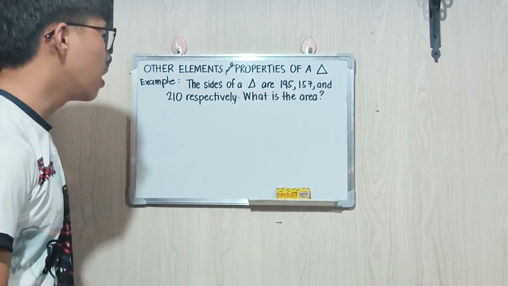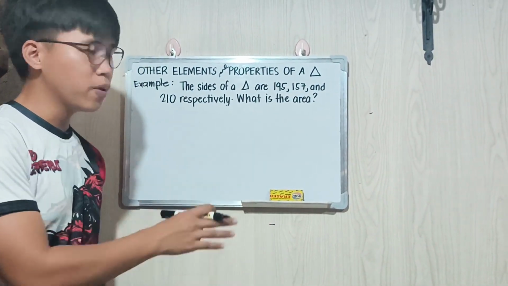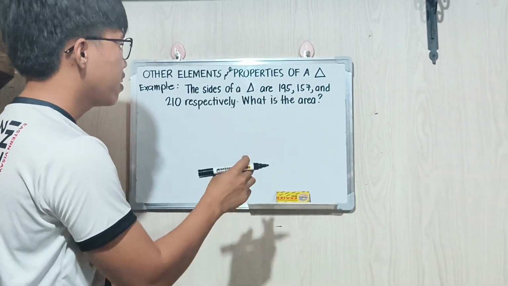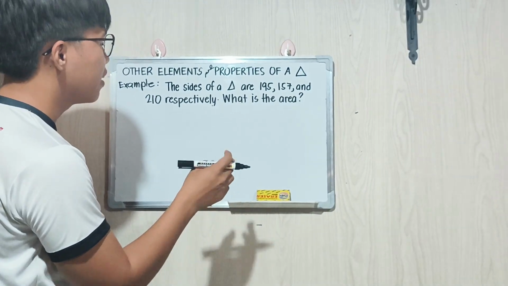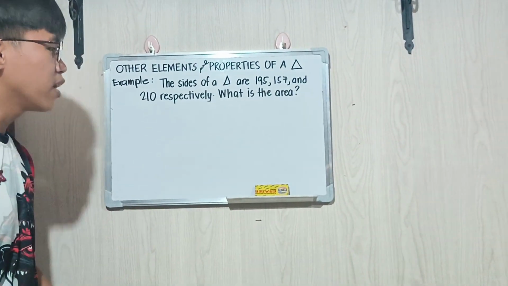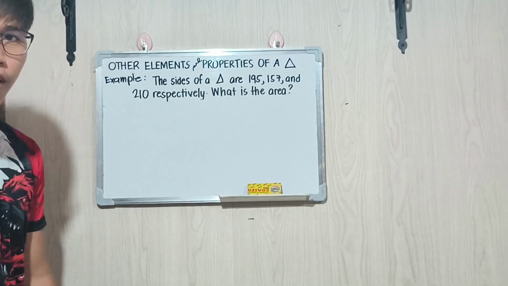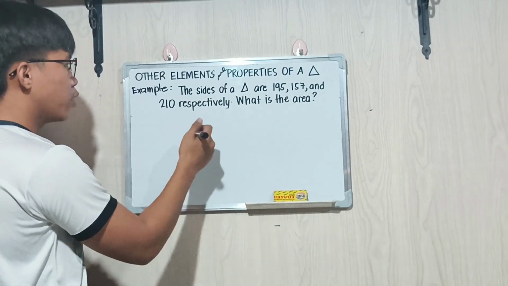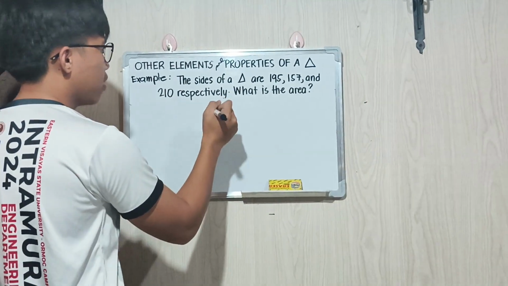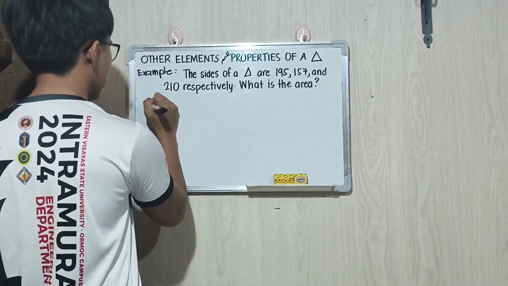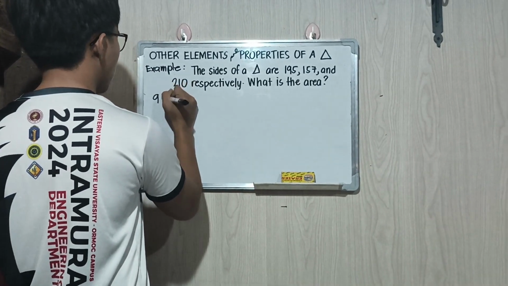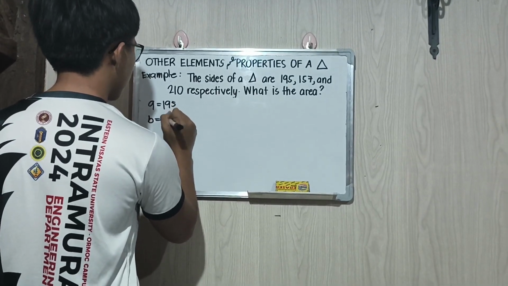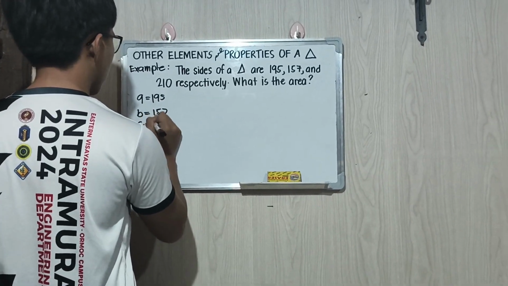And the second example is Heron's formula. The sides of a triangle are 195, 157, and 210 respectively. What is the area? So first we're going to find the semi-perimeter. But first, we're going to let A be equal to 195, B be equal to 157, and C be equal to 210.